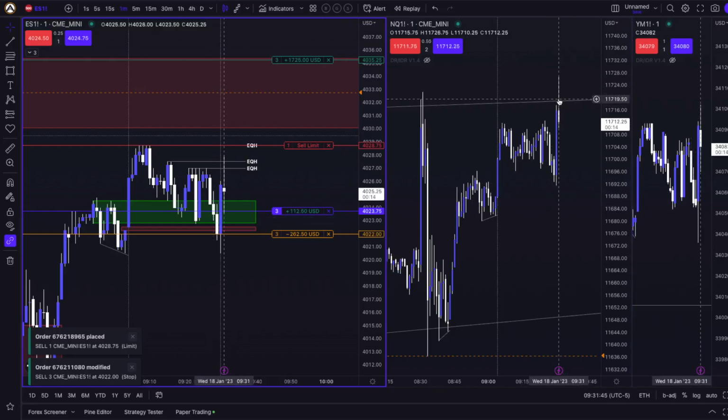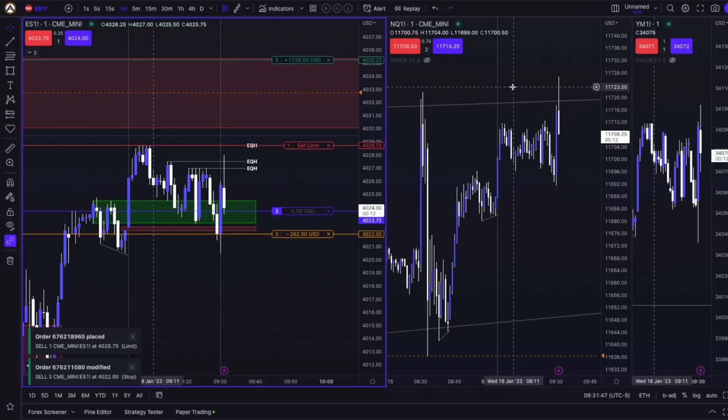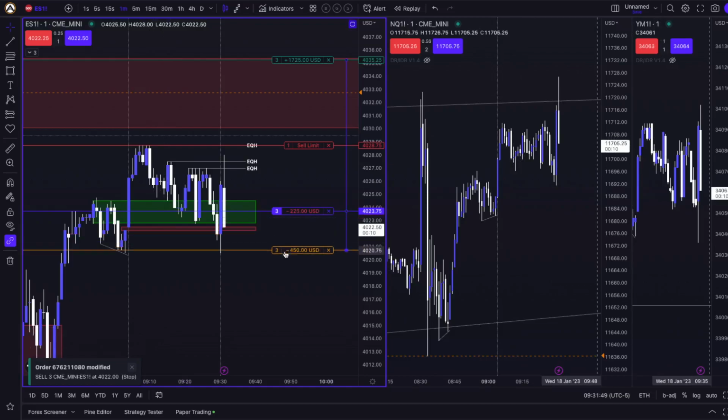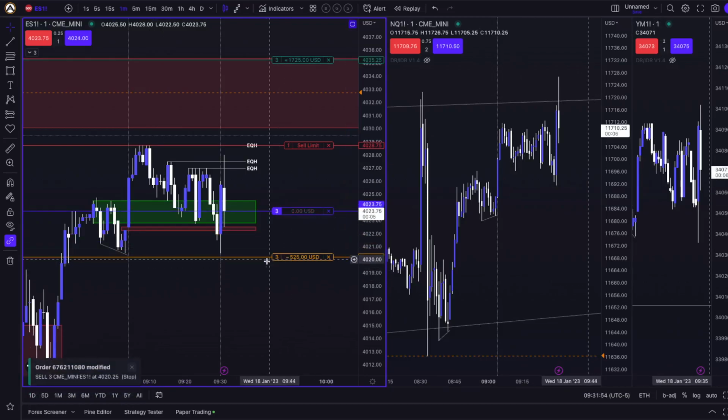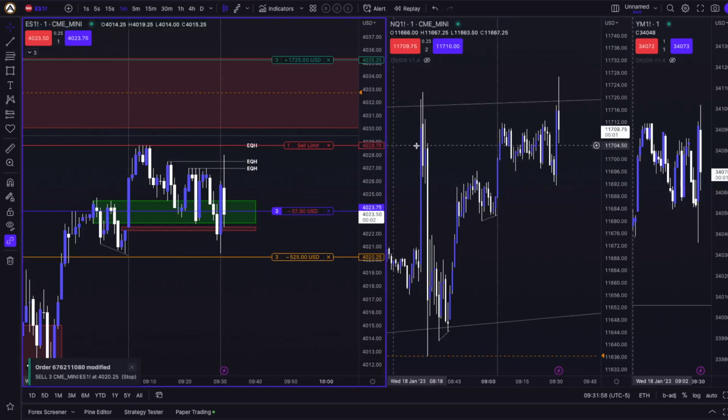All right, and we see that Nasdaq already took out the high right here and now starts to curl back. Let's quickly move our stop loss further to the downside. I want to protect this position by all means. So let's see.